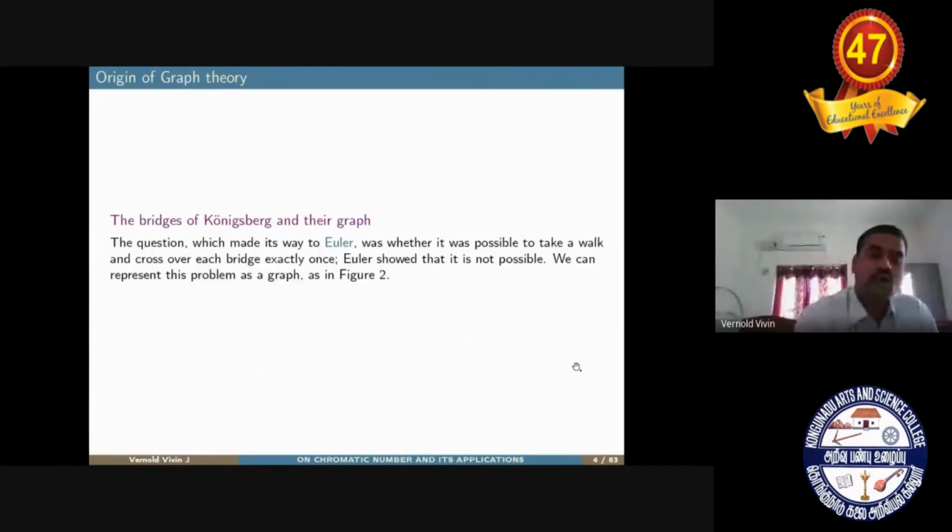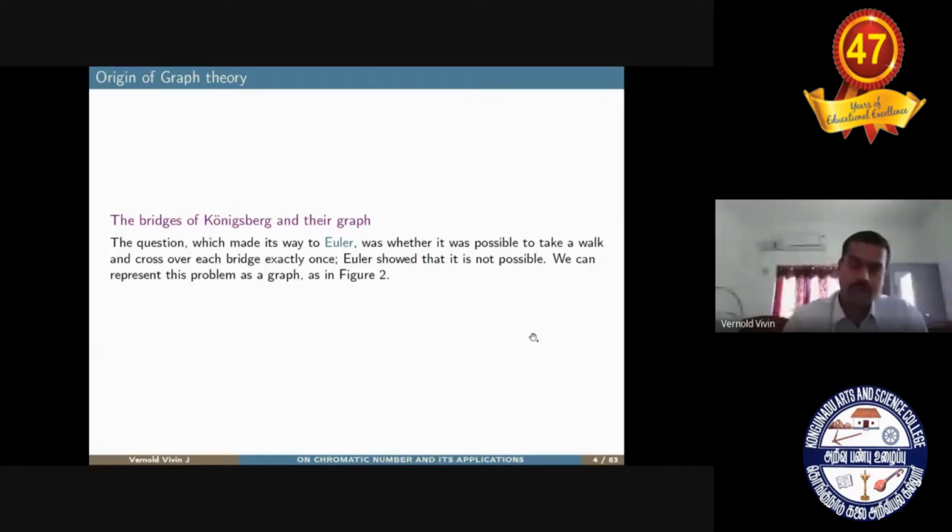The question, which made its way to Euler, was this. Euler was the first one to have this problem, and he is called the father of graph theory. The question is, is it possible to take a walk and cross over each bridge exactly once? Euler showed that it is not possible. So the origin of graph theory begins with a negative solution. There is no way to cross over every bridge without coming back to the same bridge again.